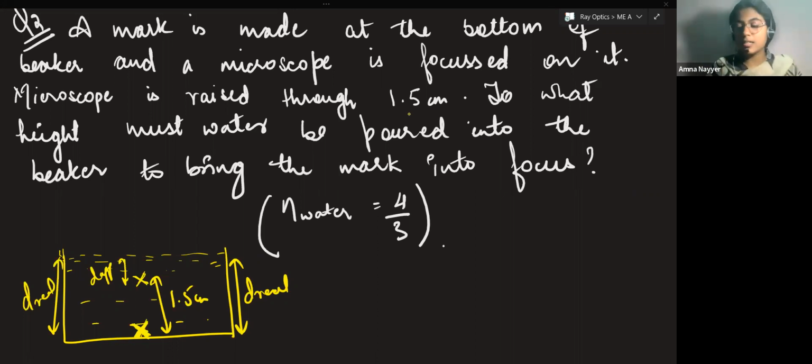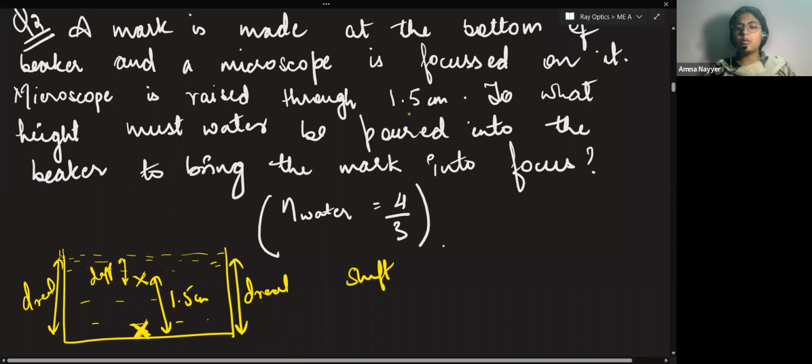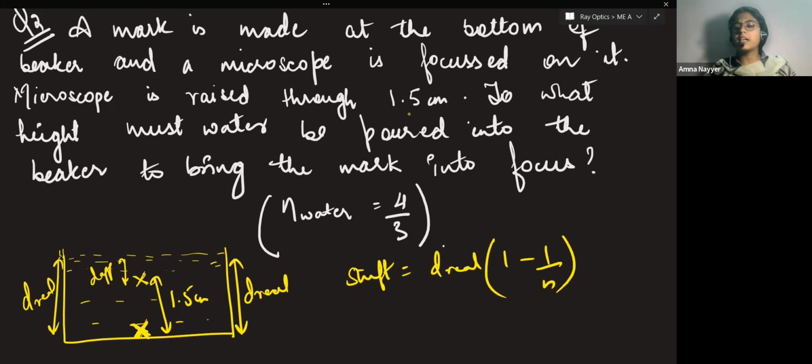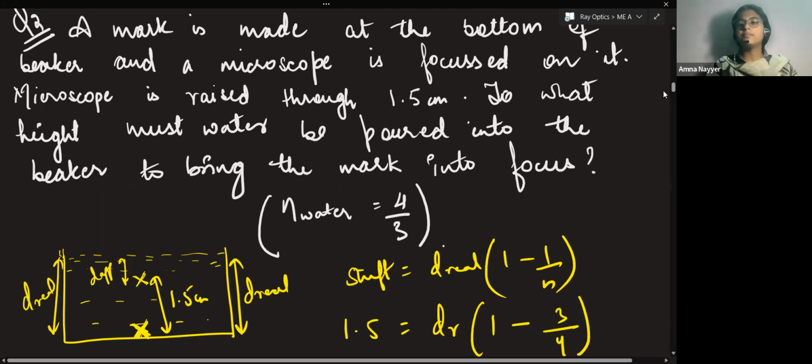So what did we discuss? Real depth minus apparent depth is shift. This was the trick in the question. Now this is just a simple formula-based question. Shift is equal to real depth times 1 minus 1 by refractive index. Shift is 1.5 centimeters. D real is unknown, 1 minus 1 by n. That makes it 3 by 4. So this is what?